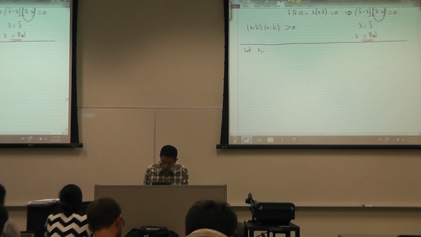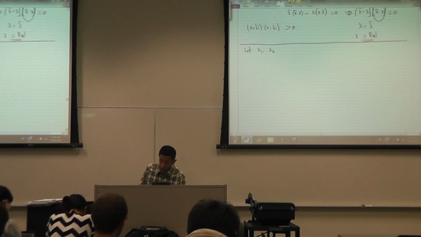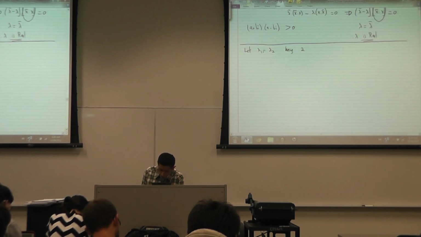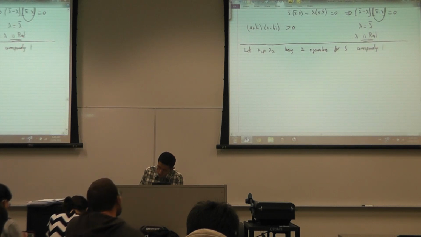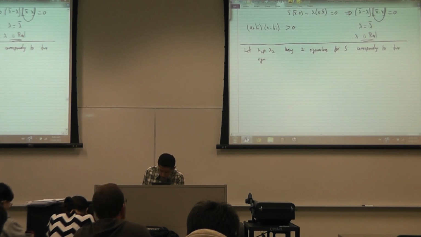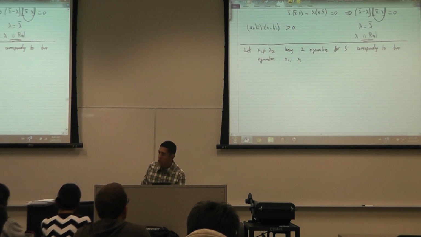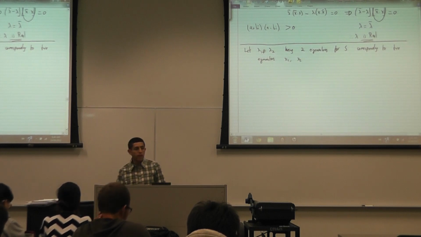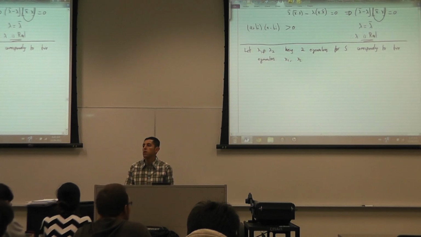We're going to pick lambda 1 and lambda 2 being 2 eigenvalues for S, corresponding to 2 eigenvectors, x1 and x2. What I want to prove is that vector x1 and vector x2 are perpendicular to each other.